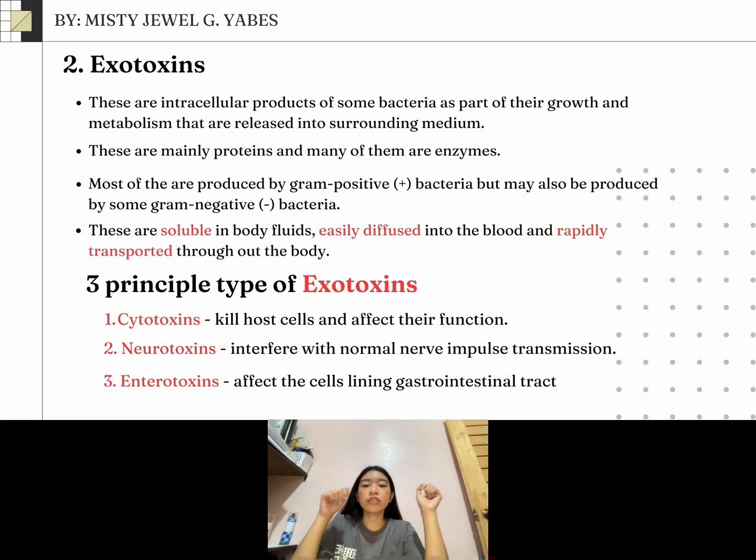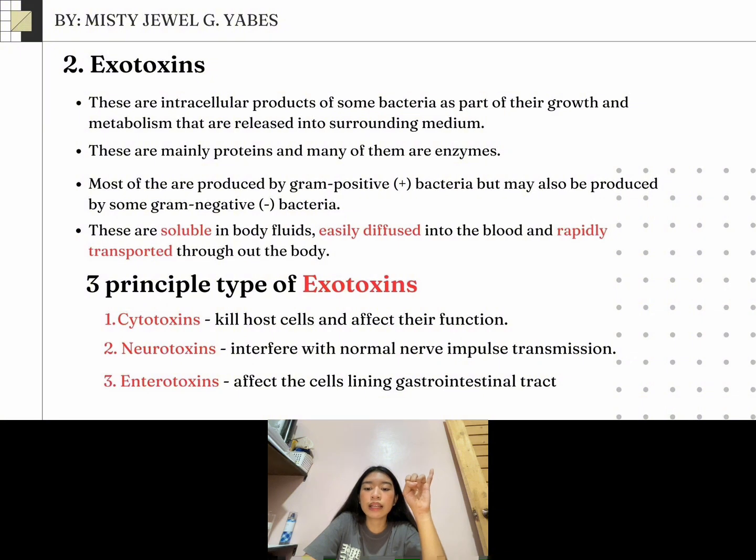So, meron tayong tatlong principal types of exotoxins. First is the C, and second is the N, and third is the E. So, ang ating C and E stands for cytotoxins, N stands for our neurotoxins, and E stands for our enterotoxins. So, ang ating cytotoxins, it kills the host cells and affect their function. From the word cyto, di ba cell yun?